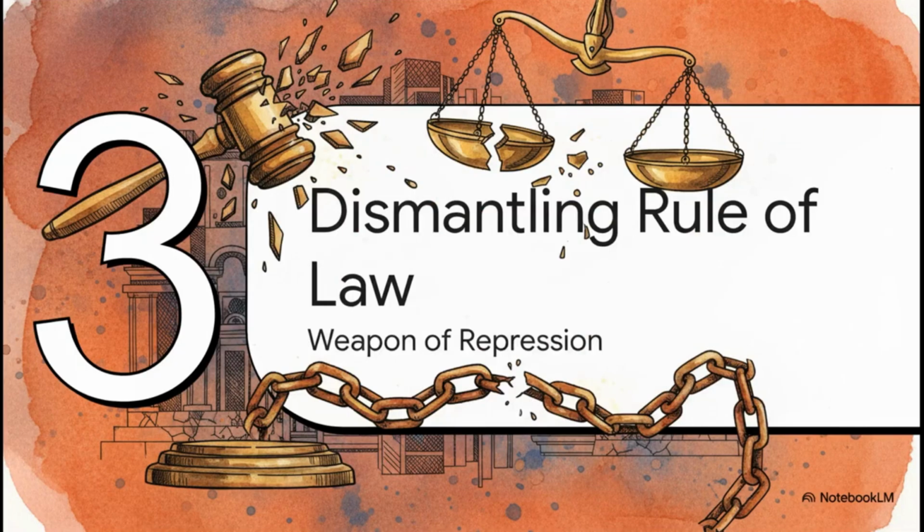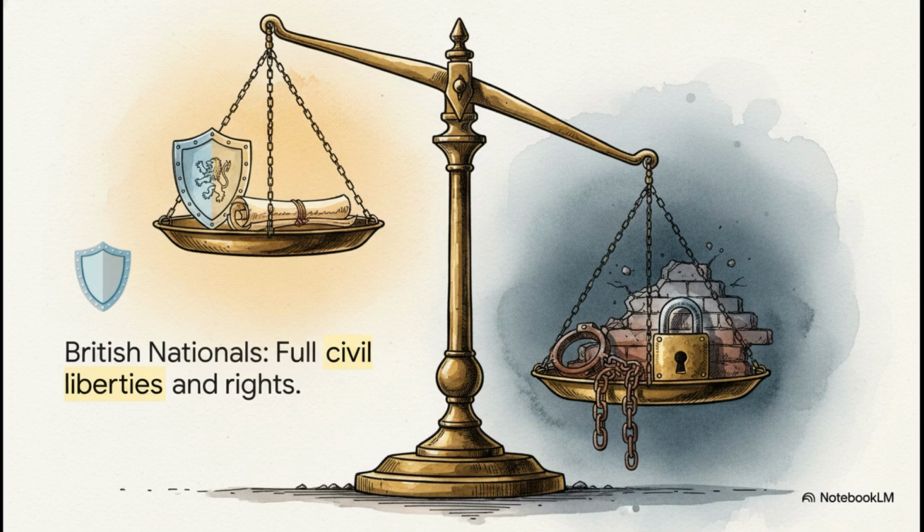Section 3. Dismantling the rule of law. The Rowlatt Act essentially set up this stark, two-tiered legal system. You had British nationals back home enjoying full civil liberties and the protection of habeas corpus, but Indian subjects living under the exact same British crown were subjected to arbitrary detention and secret trials. This glaring racial double standard proved that the act wasn't actually about law and order like the British claimed. No, it was entirely about retaining imperial power and stifling the rising movement for self-rule.